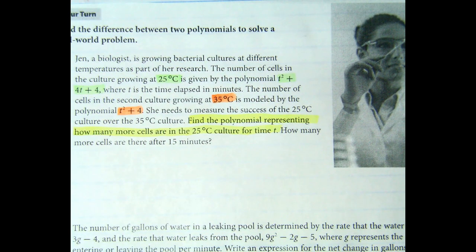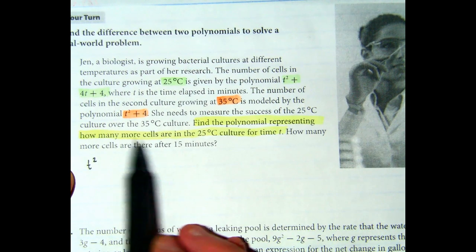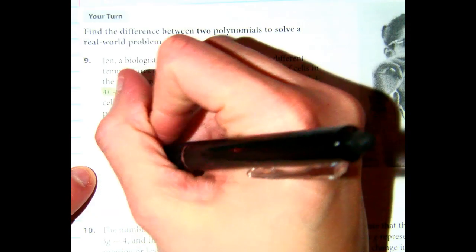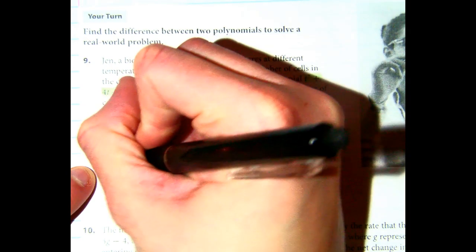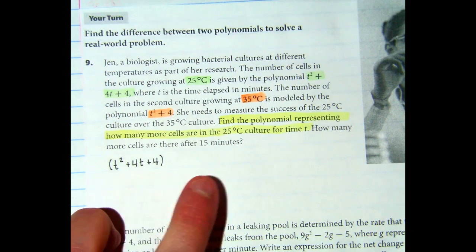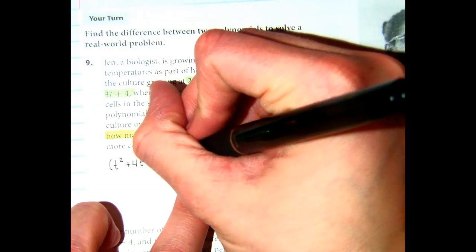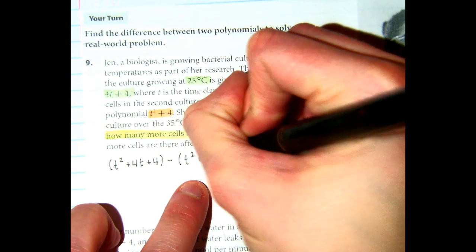How are we going to subtract? Which one goes first and which one gets subtracted? We start with the 25-degree culture because it says the 25-degree culture should have more. So that means we're going to start with that one. This should have more than the 35-degree culture, so we're going to subtract the 35-degree culture, which is t squared plus 4.